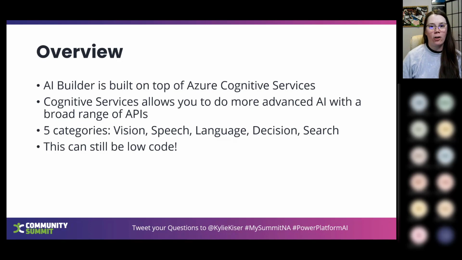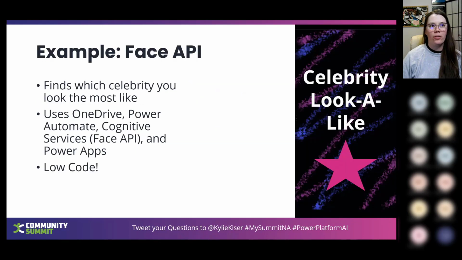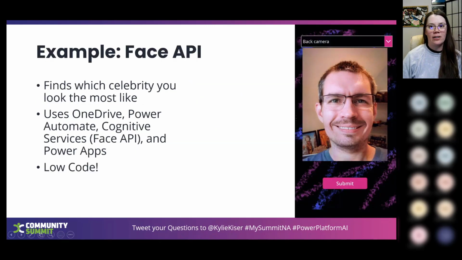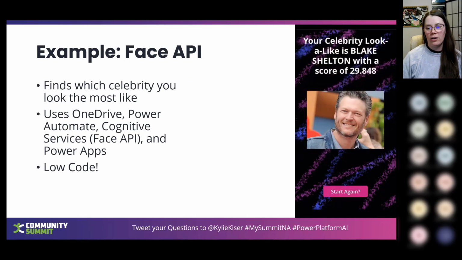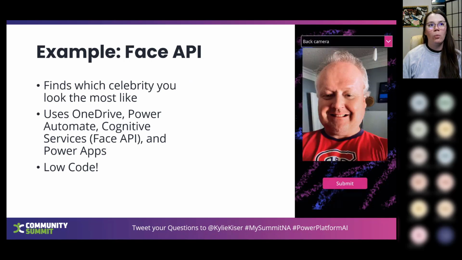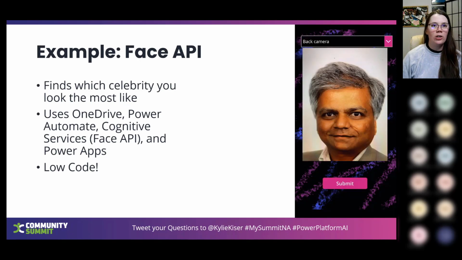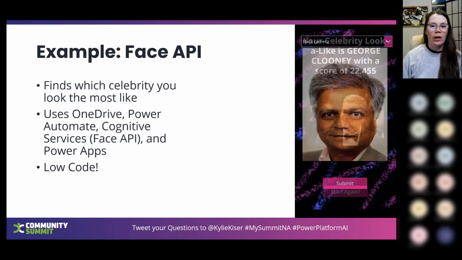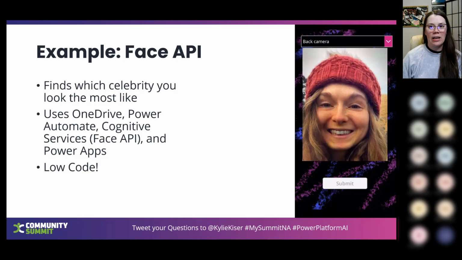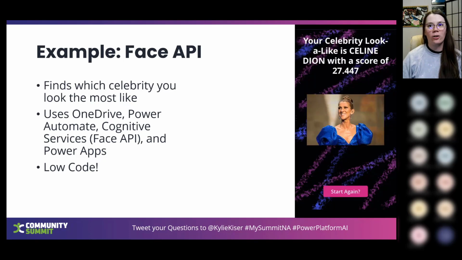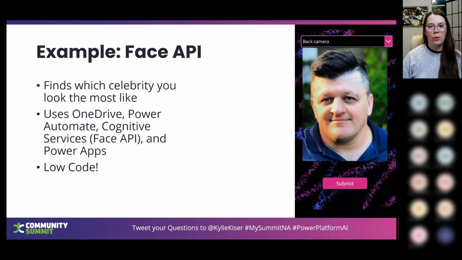And all of this can still be low code. For those of you who have been in our chapter for a little while, I think last year about this time, Aiden and I did a presentation that you're seeing the GIF of on the right-hand side, which was figuring out what celebrity you look like. This was using the Face API, but you still didn't really need to be a developer. You needed to understand some technical stuff, but you didn't have to be writing code.